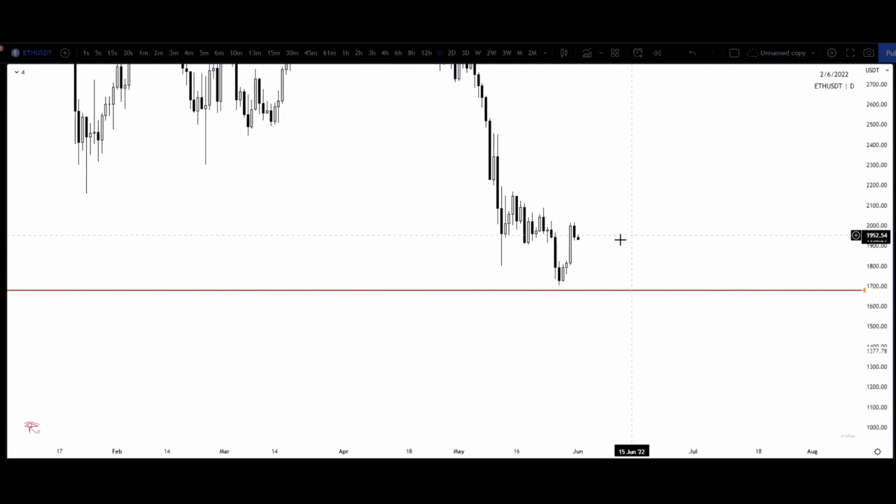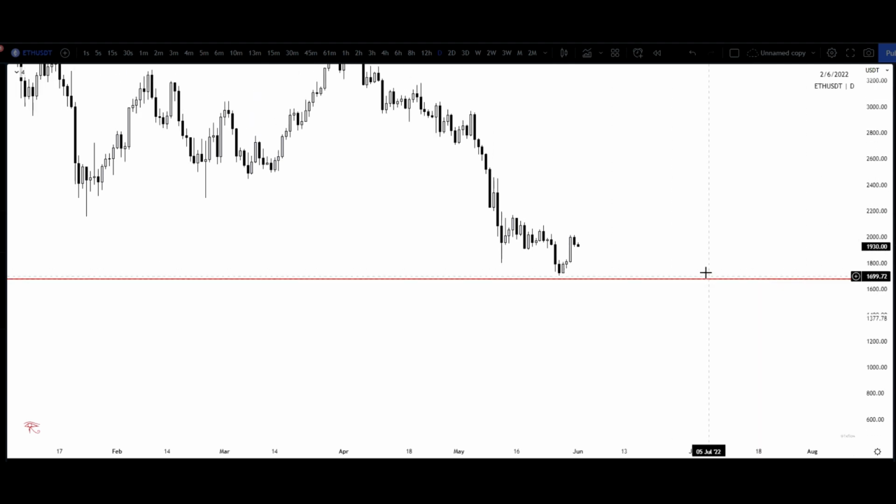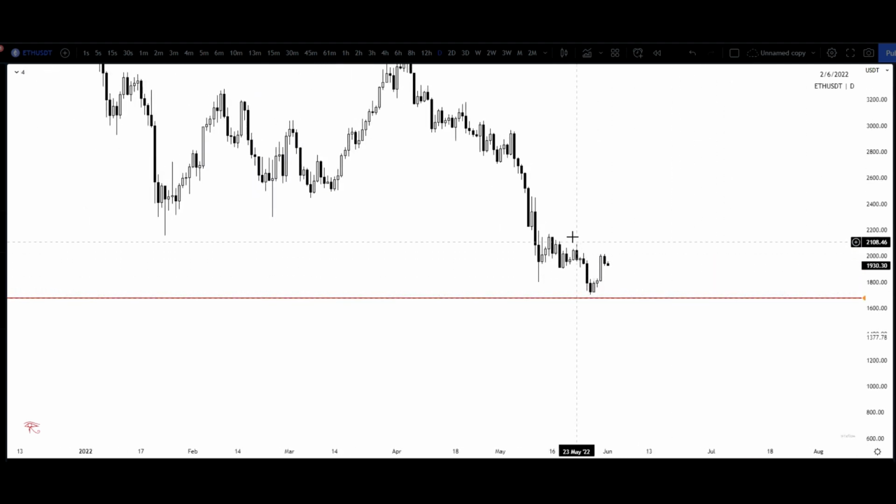I will be possibly looking to take buys if we can receive lower time frame market structure confirmation to the upside. This one right here.